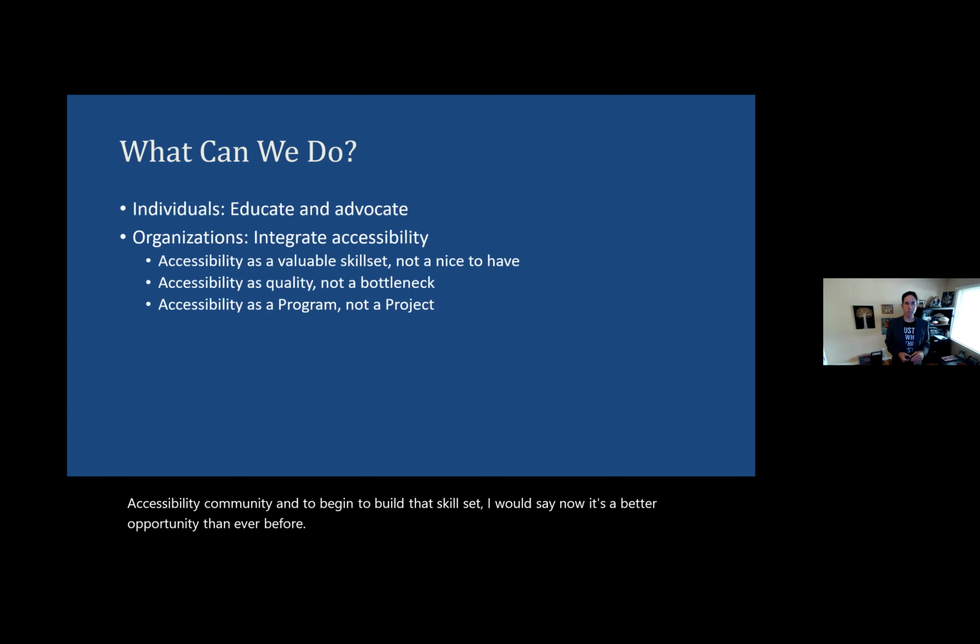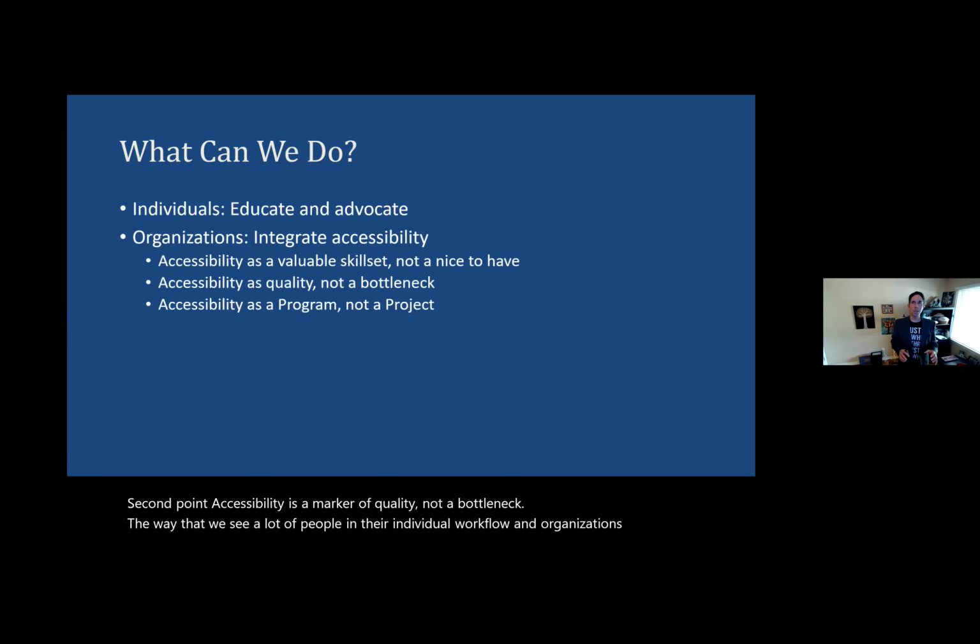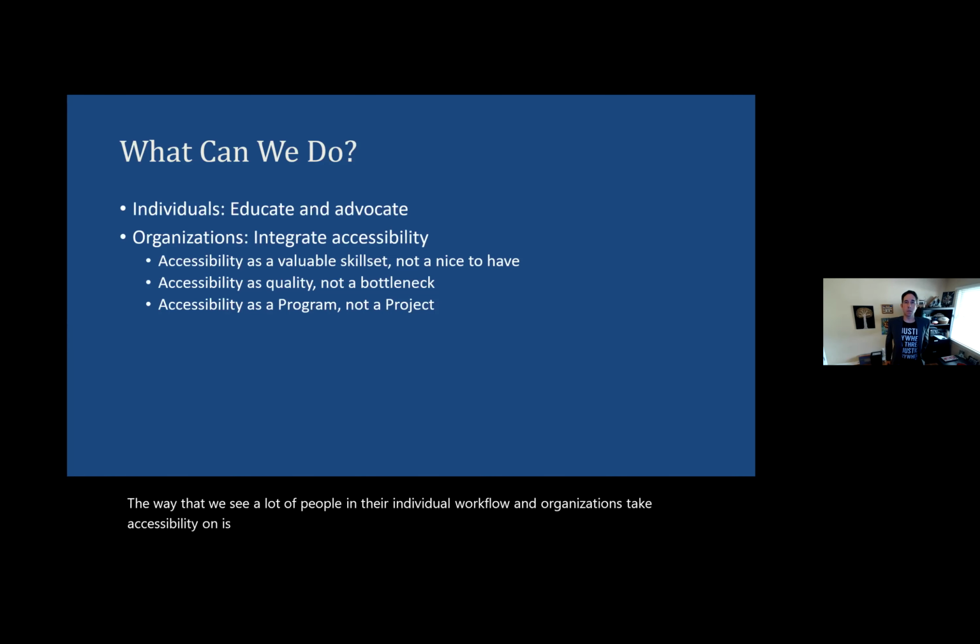Second point, accessibility is a marker of quality, not a bottleneck. The way that we see a lot of people in their individual workflow and organizations take accessibility on is they basically save it to the end. And that's like trying to put an elevator in a building that is three quarters built. You know, it makes people mad because there are delays. It's harder if you don't do it from the very beginning.